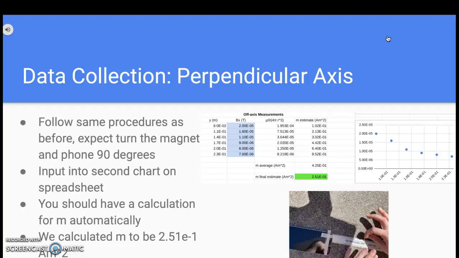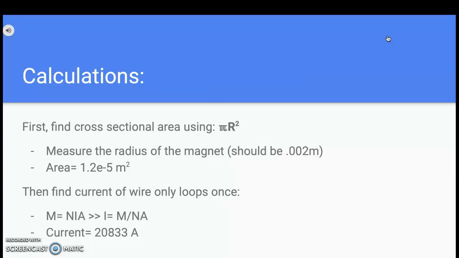Okay, the first thing we need to do is find our area and then find our current for this magnet. So measure your magnet. You're going to find the radius of the magnet to be about 0.002 meters, and then you should get your area to be about what I have here on the screen.